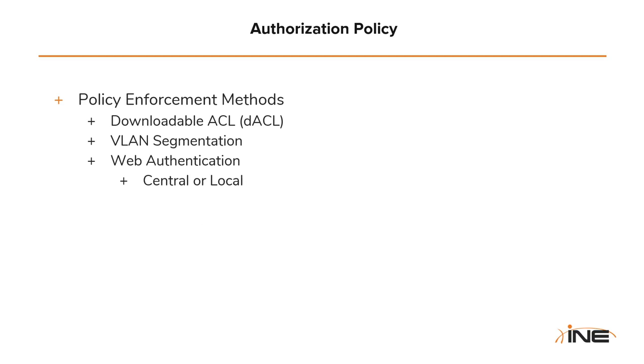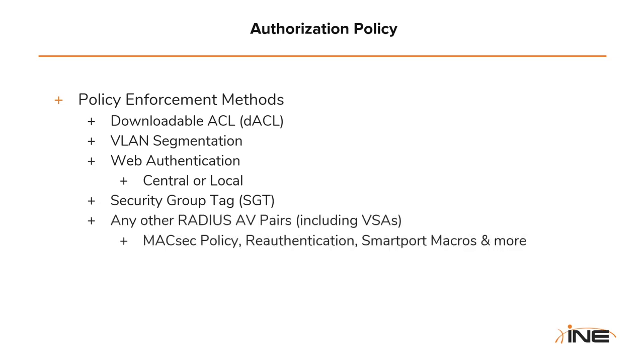As an alternative, it is also possible to use advanced segmentation with TrustSec by enforcing security group tags, SGTs, and of course anything else that you can push for RADIUS AV pairs, including Cisco custom VSAs. You can also enforce this policy.